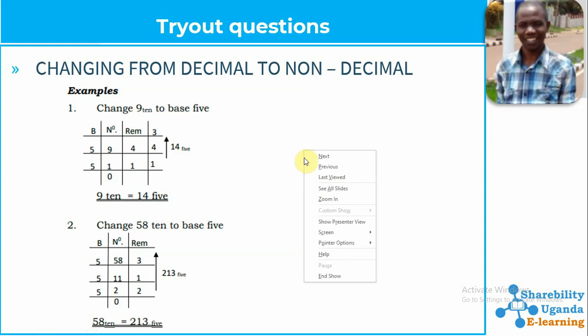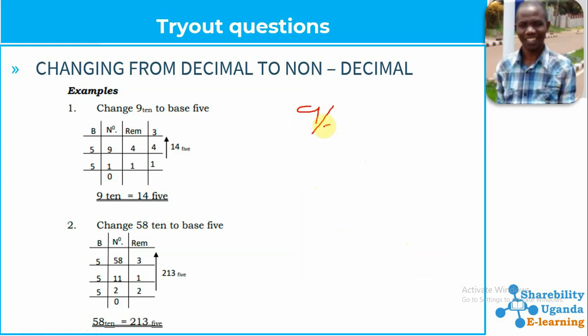Let me get a pen right here. We are going to say our 9 divided by 5, where our 9 is the number which is in base 10, and our 5 is the base 5. So when we say 9 divided by 5, we get 1, remainder what?